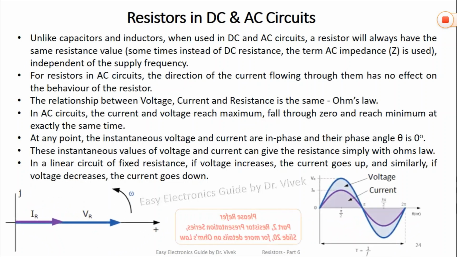When used in DC and AC circuits, a resistor will always have the same resistance value independent of the supply frequency. The relationship between voltage, current and resistance is the same. In AC circuits, at any point, the instantaneous voltage and current are in phase and their phase angle is 0.